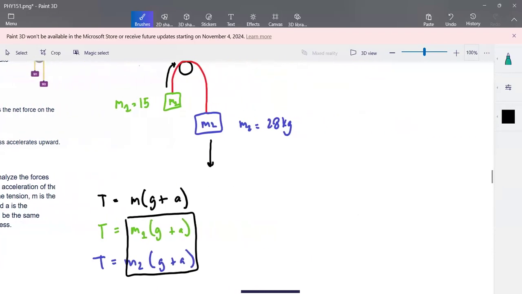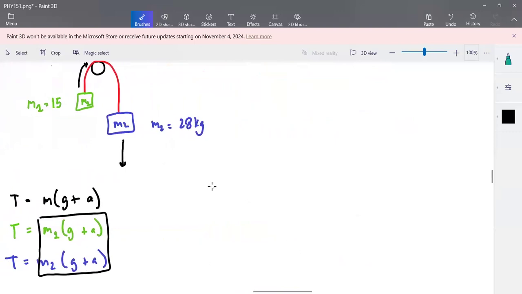And so that is what I'm going to do. I'm going to scoot right over here, and I'm going to say mass 1 times gravity and acceleration is equal to mass 2, gravity, acceleration. And then I'm going to go ahead and fill in what I know.